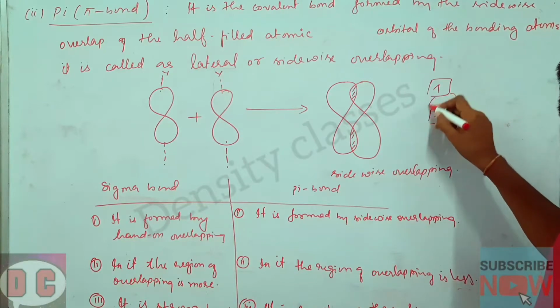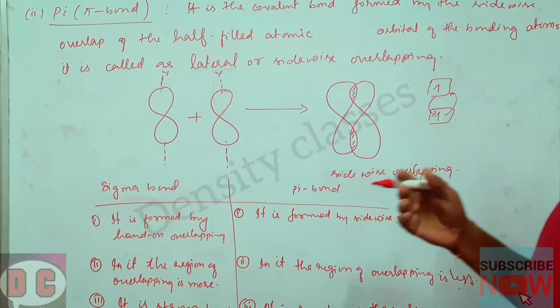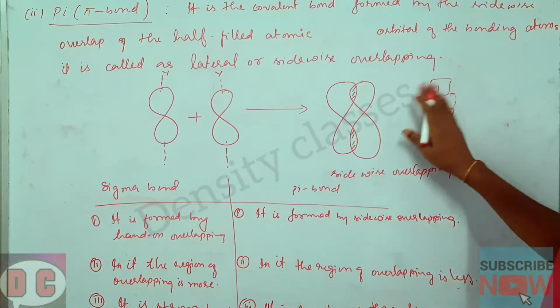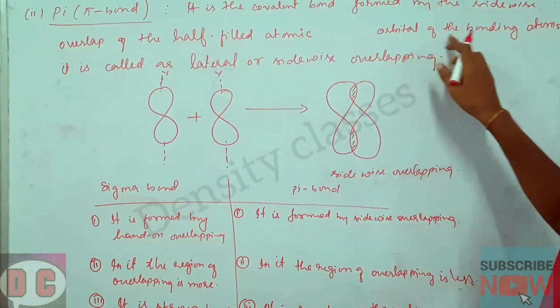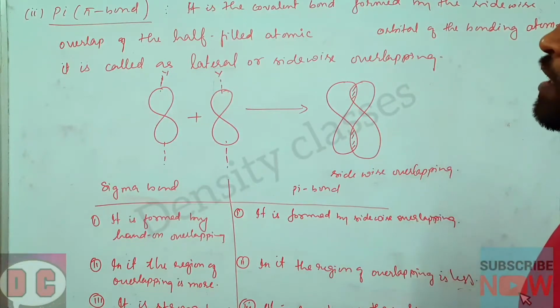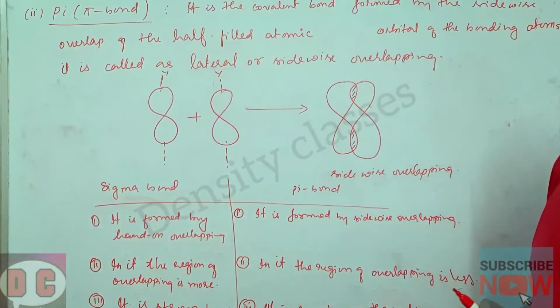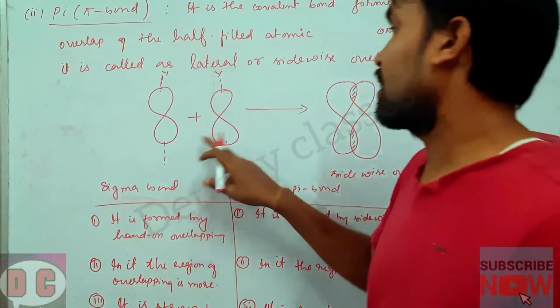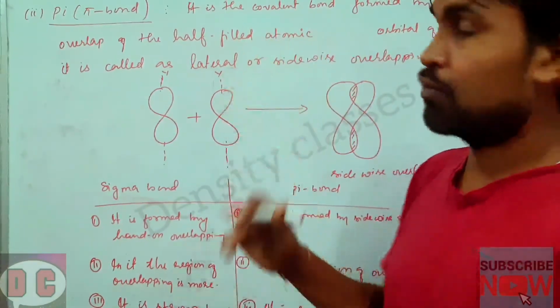So these two will overlap with each other. This is half filled, so they will give rise to the formation of what? Pi bond, okay. When atomic orbitals of the bonding atoms overlap like this, it is called lateral or sidewise overlapping. See, this is one orbital, this is another orbital, so they are overlapping sideways.